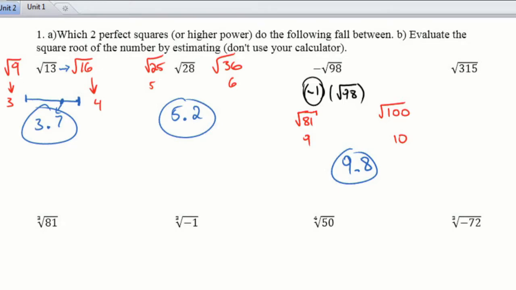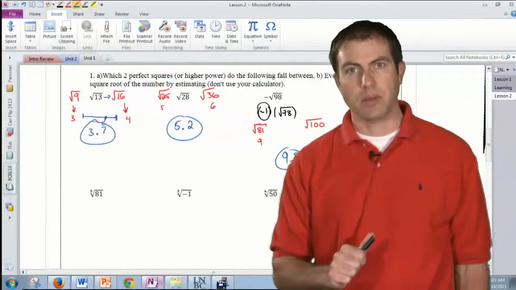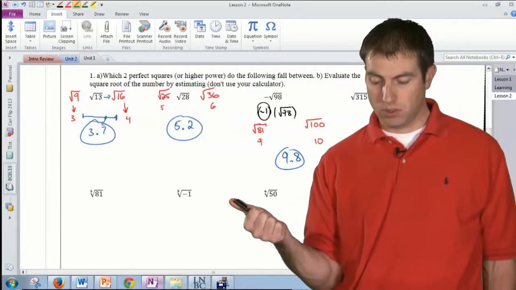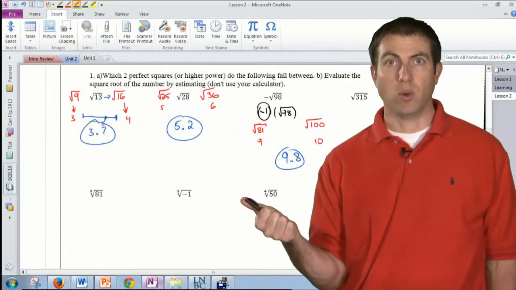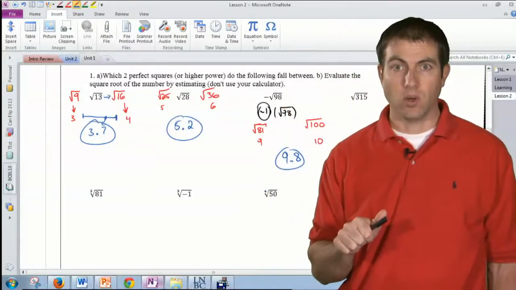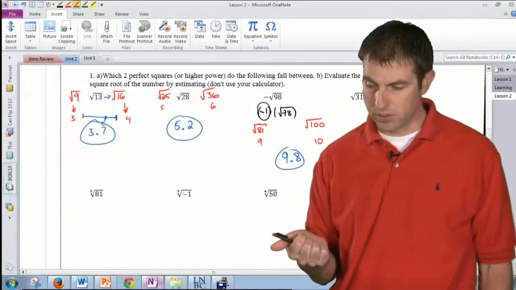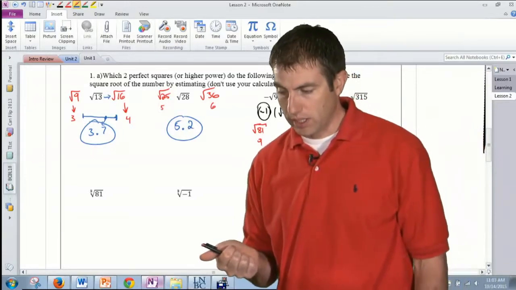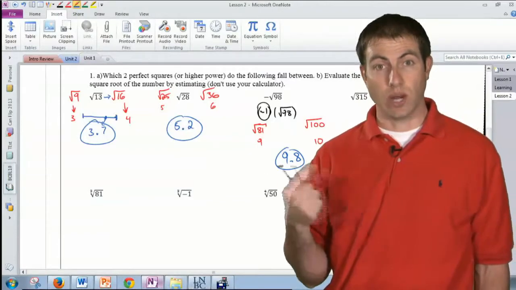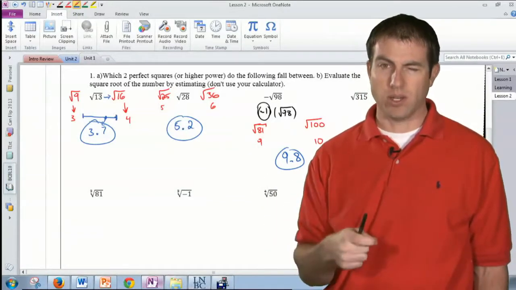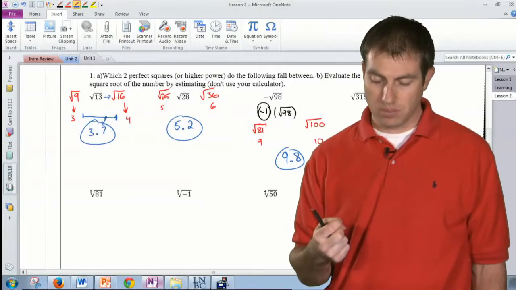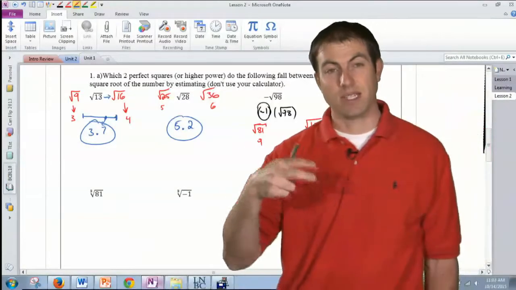Now this 315 kind of ratchets things up a notch here. We've only gone on our perfect squares up to 12 squared is 144, 13 squared. So we don't have anything in the 300s. So we're probably going to have to use our calculator, figure out the squares, and then we can kind of work backwards. I know I said estimate, but it's important that you understand how to do this.